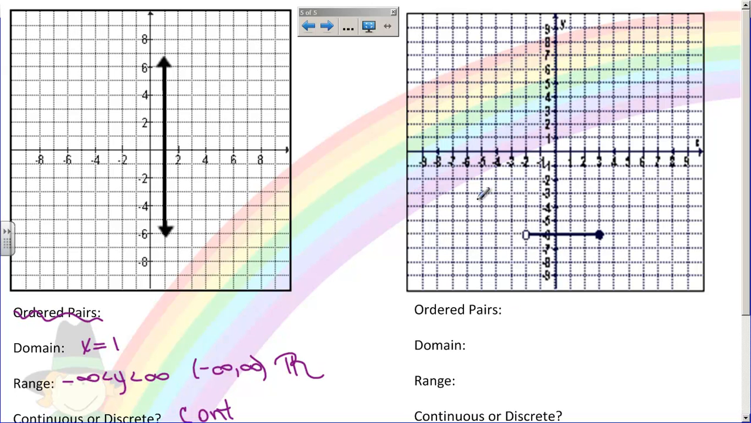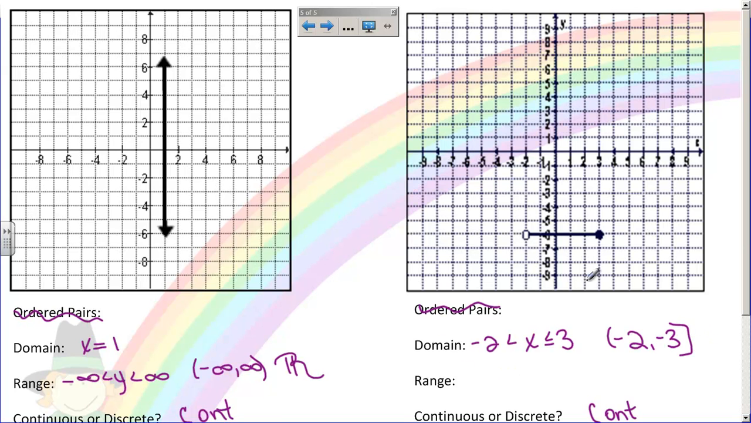This one is also special. Continuous graph, as I don't have any holes or gaps, my pencil could go all the way across. And so we won't list ordered pairs. Now your domain is all of the x values. And so this one, it looks like it goes from -2, and -2 is not included because of the open circle, all the way to +3, which is included because of the closed circle. And so here are the two ways that you would see that written.